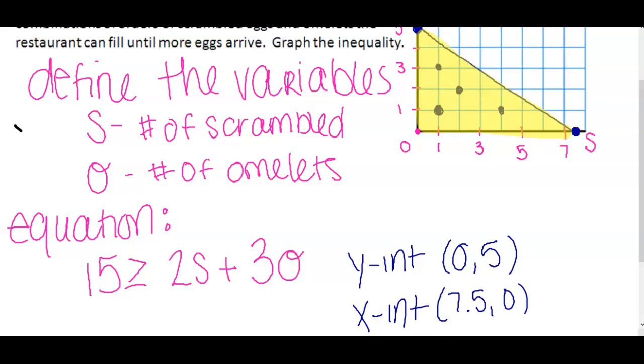So plot your x and y intercepts, connect the line, and now the shading is below because you only have so many eggs to use. So you can't shade above because then you would have too many orders and not enough materials. Make sense? That's about as hard as the word problems get for inequalities. A lot of the word problems for inequalities are more logical, like thinking real world, than anything else.